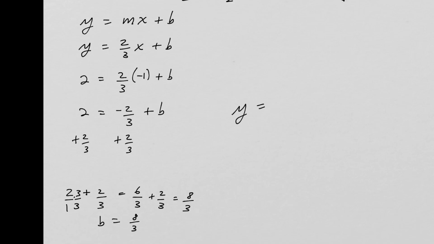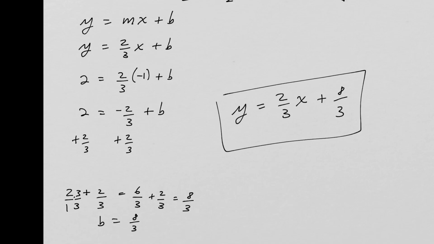was y is equal to 2/3 x, and then plus b now is plus 8/3. So that would be the equation of a line that is perpendicular to that given line and passes through that point, negative 1, 2.